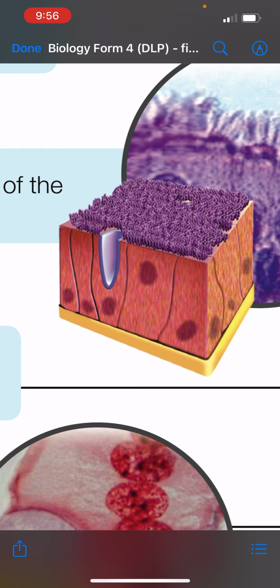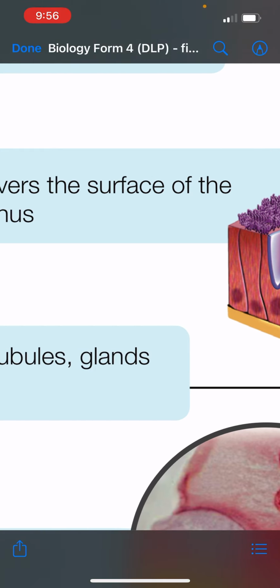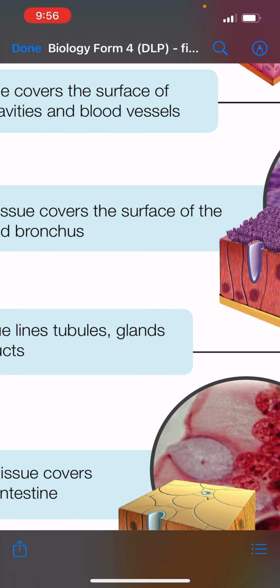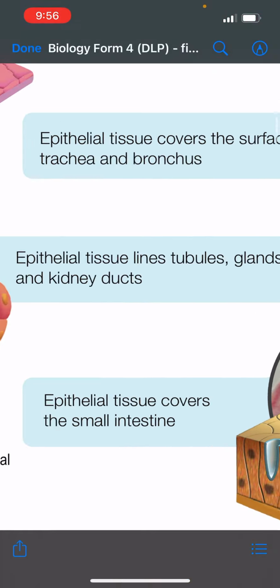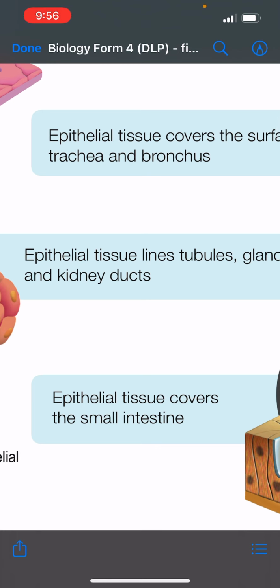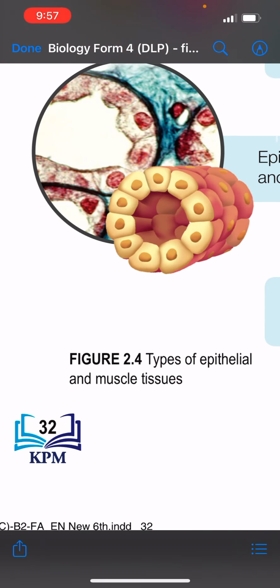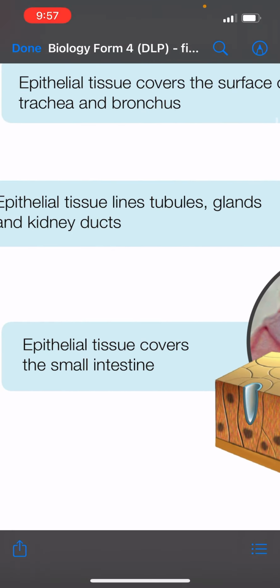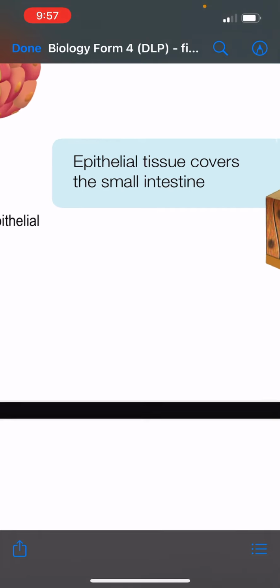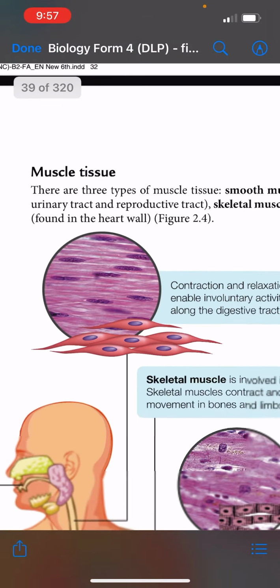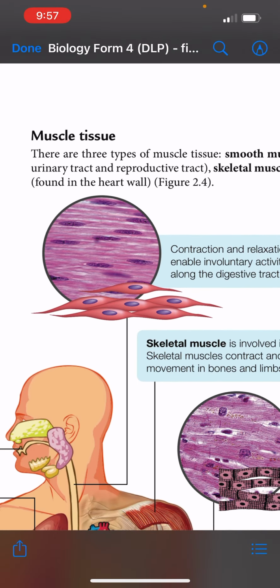This is cilia. Cilia are like a brush, like projections, special projections to trap dust in the trachea and bronchus. This one looks like a cylinder, for lining the tubule, kidney duct. And this one has goblet cells. The round ones, to release enzymes, for example, in the small intestine. That is epithelial tissue.